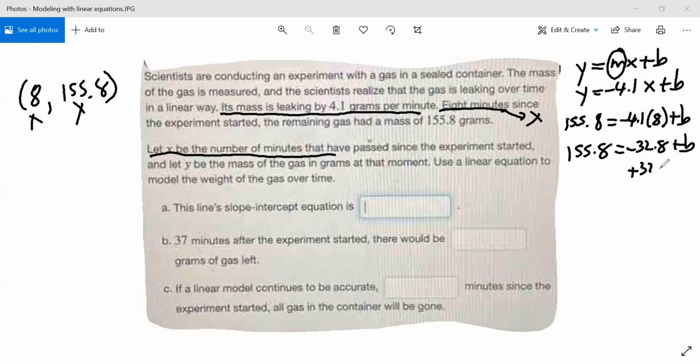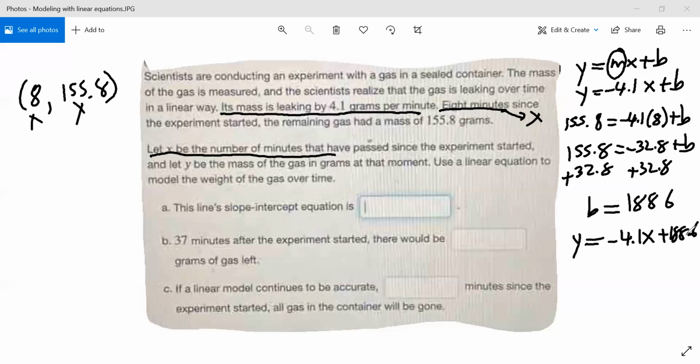Then I'm adding 32.8 to both sides. So that's plus 32.8 to 155.8, which gives b equals 188.6. Okay. So now my equation is this: y equal to negative 4.1 x plus 188.6. So that's what I'm going to put here. I'm going to put here y equal to negative 4.1 x plus 188.6. Okay, that's part A.